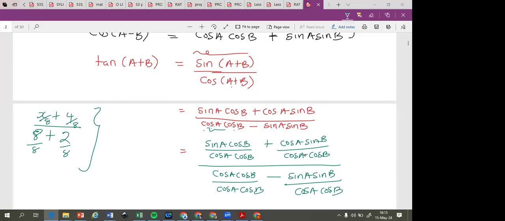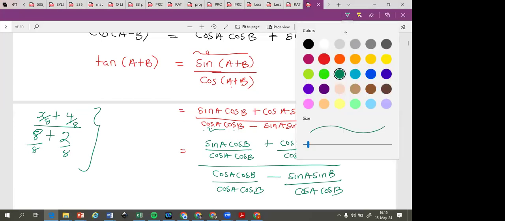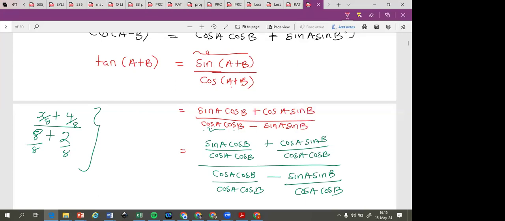Now, when it comes here, I want you to be observant, to look and see that what happens is that now I have sine A out of cos A. Sine out of cos A is tan. Cos B and cos B will cancel. When I come here, cos A and cos A cancel. When I come here, this and the upper one are the same. When I come here, sine A cos A, sine B cos B.